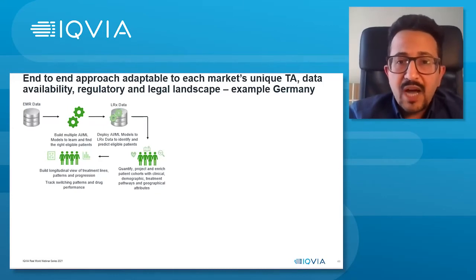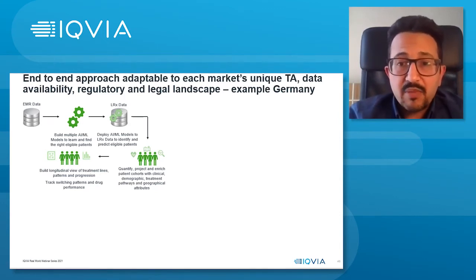I'll briefly show you how the process differs by geography. First, with the example of Germany. Now in Germany, we typically train the model on EMR data and apply it on LRX data. The reason is EMR data has diagnosis information, whereas it has limited coverage. On the other hand, LRX data has got a wide coverage, but has no diagnosis information.